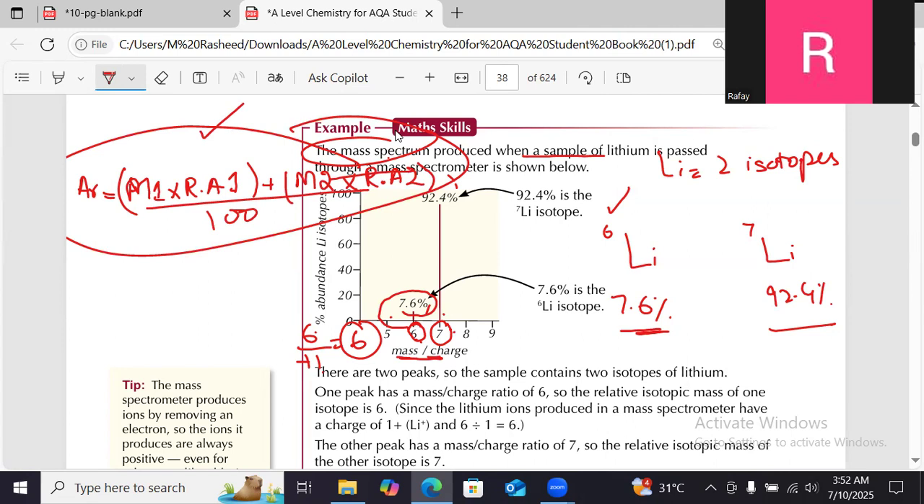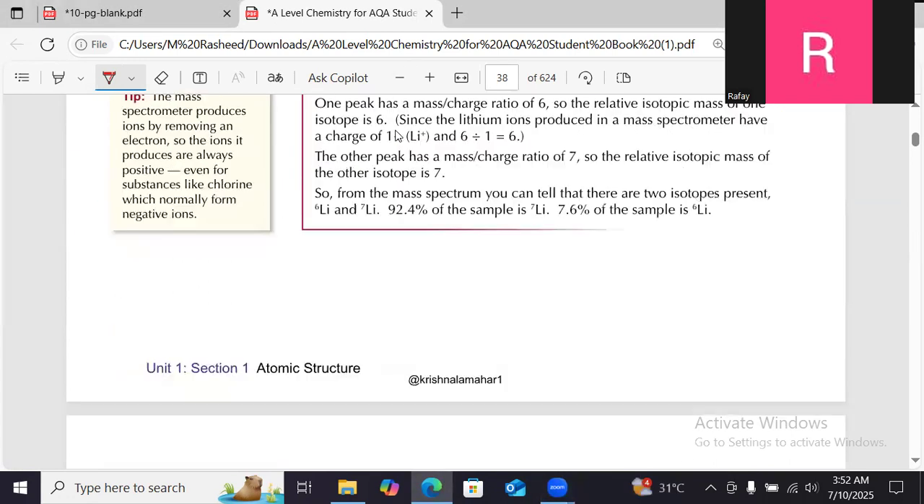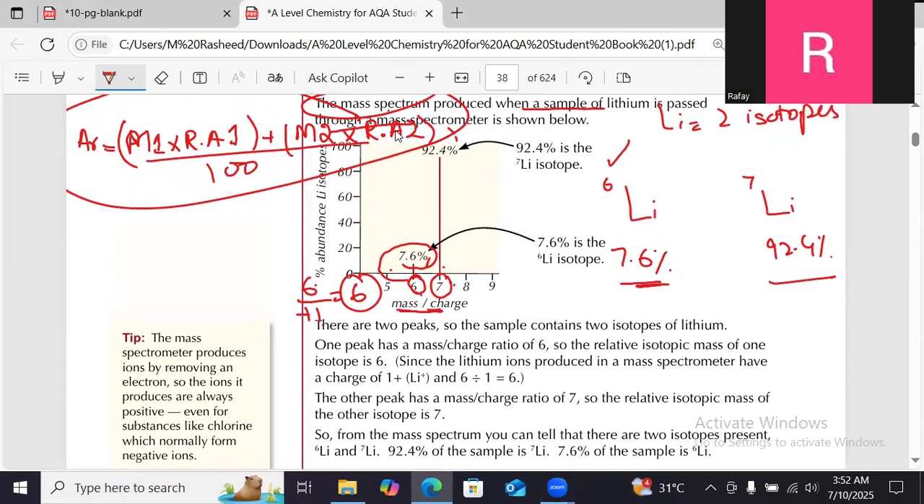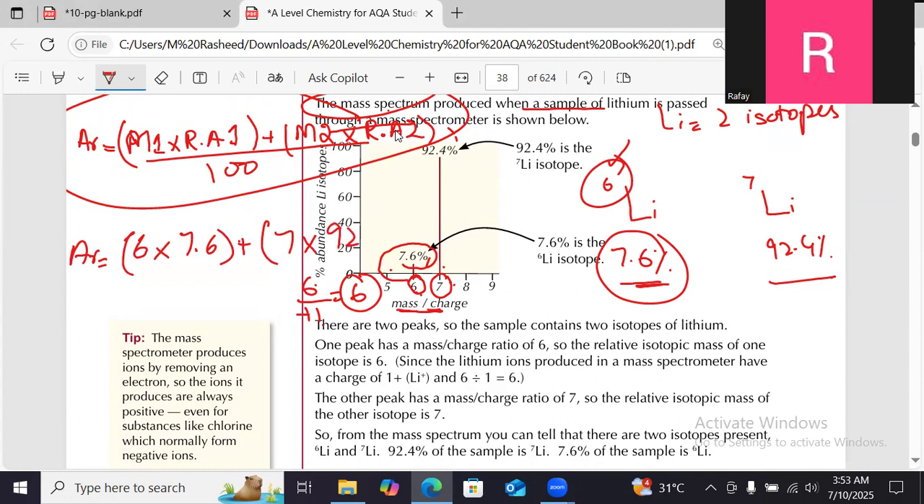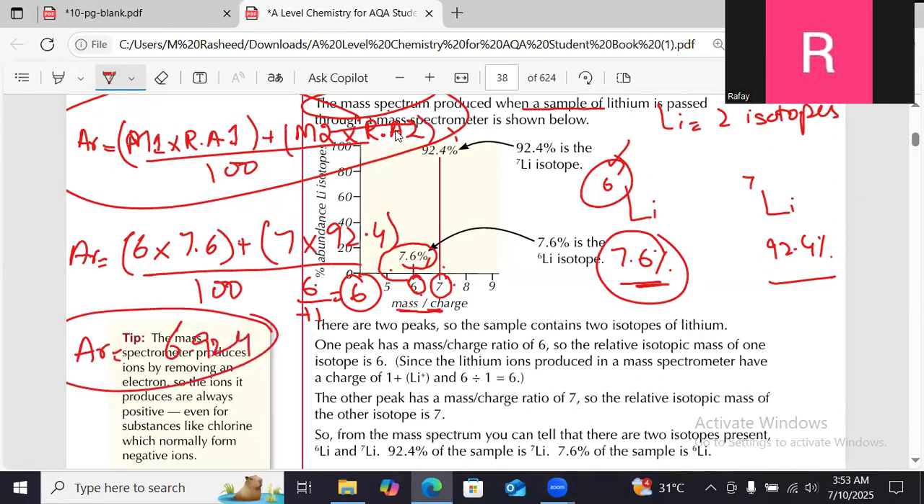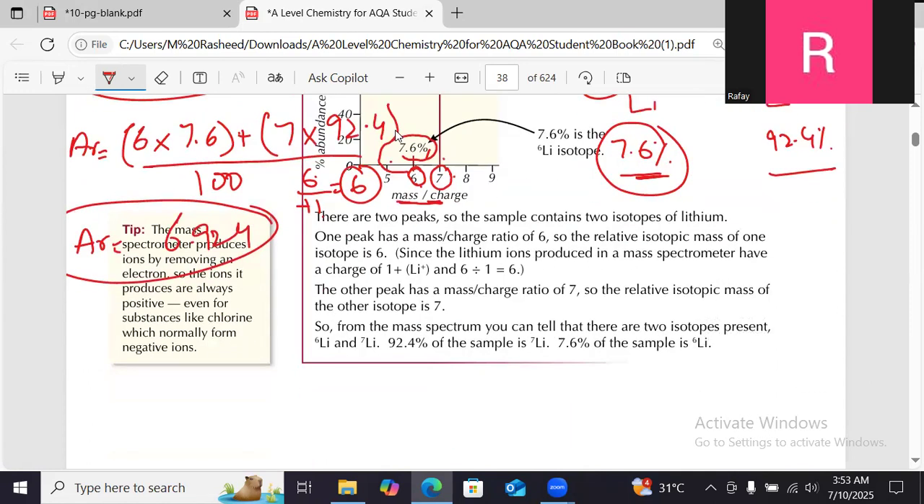Rafi, do you remember this formula? Yeah, I remember. Okay, then good. Then we can just put in the values. Relative atomic mass Ar equals 6 times its relative abundance 7.6, plus 7 times 92.4, divided by 100. Calculate it. So it is 6.924. This is the exact relative atomic mass of lithium. Very good. Perfect.